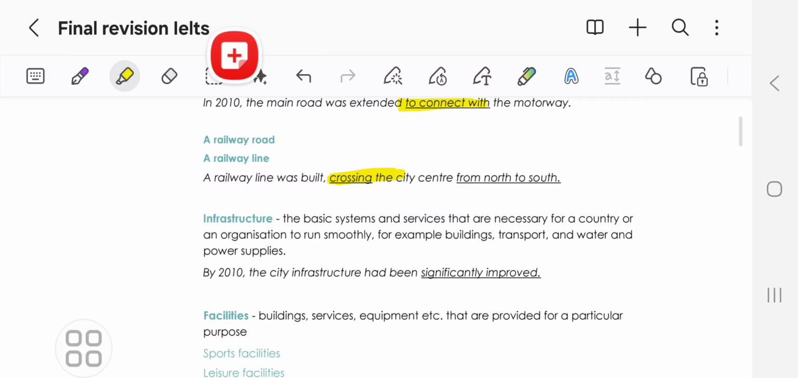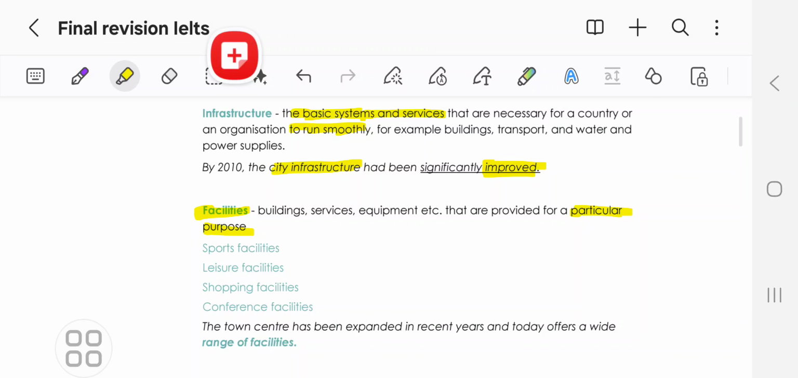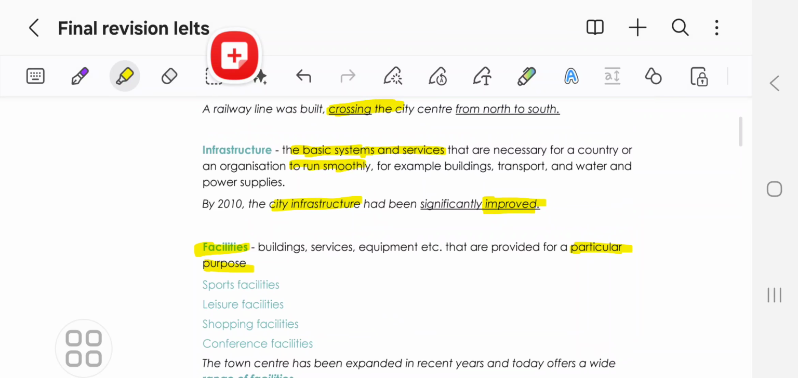Okay, infrastructure: the basic systems and services that are necessary for a country or organization to run smoothly. Transport, water, power supply. The city infrastructure has been significantly improved. The city's infrastructure has been significantly improved. Building services, equipment that are provided for a particular purpose. Okay, and by 2010 the city infrastructure had been. So has been, had been, you can use it.